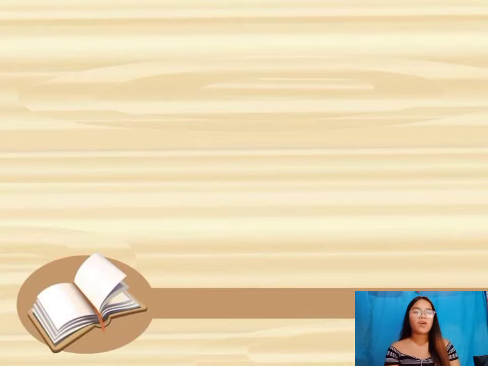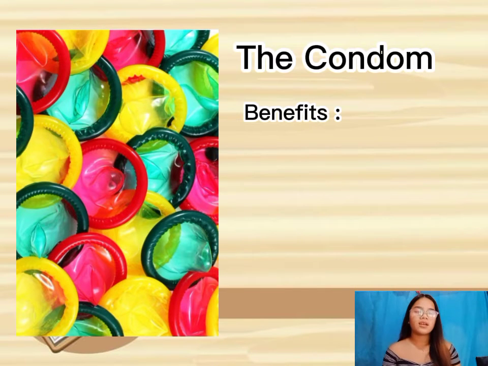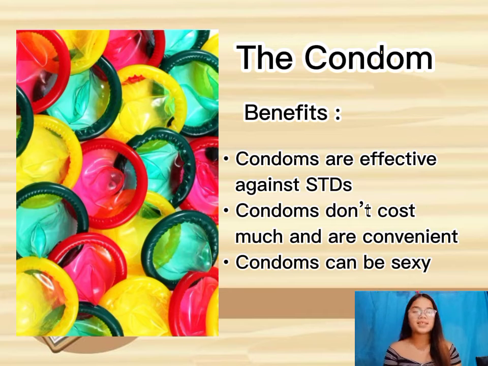The first type of contraceptive is the condom. The benefits of it are: condoms are effective against STDs. Condoms and internal condoms are the only methods of birth control that also help prevent the spread of sexually transmitted infections like HIV, chlamydia, and gonorrhea. Even if you're already using a different kind of birth control to avoid pregnancy, it's a good idea to also use condoms or internal condoms every time you have sex to protect yourself from STDs.